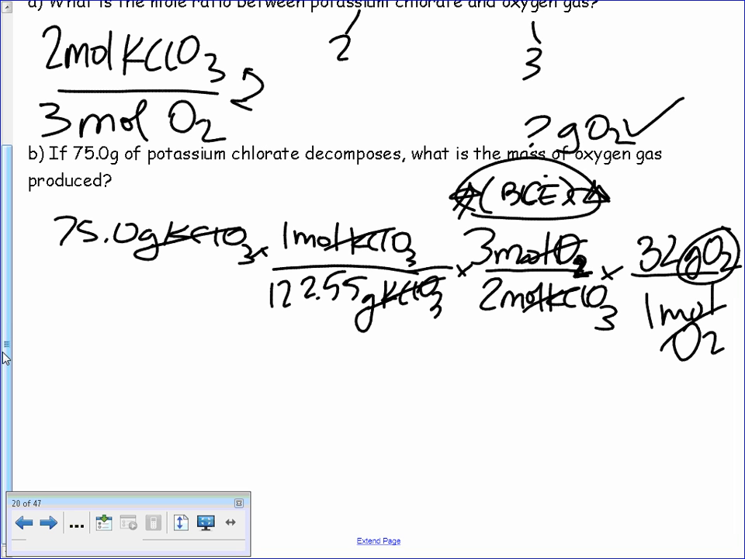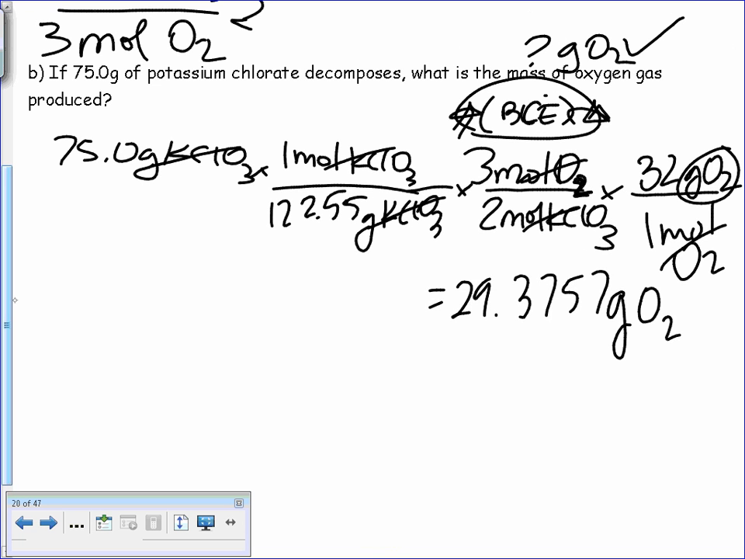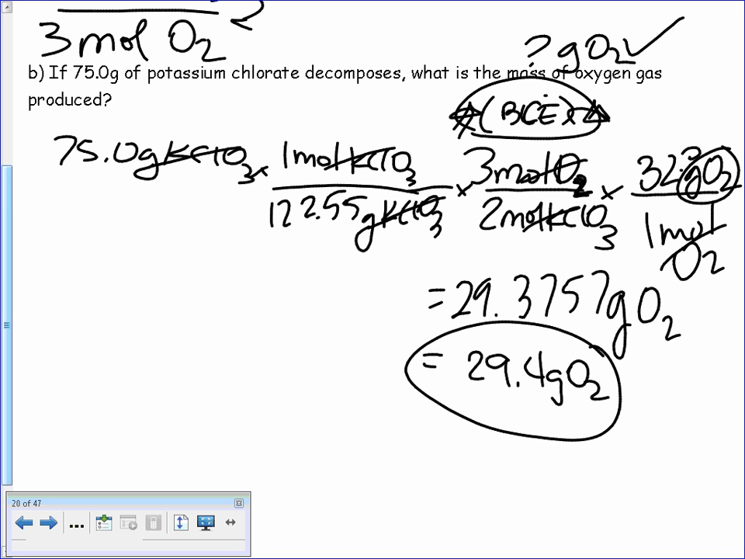29 point what? 29.3757 grams. I'm stopping there, that's cool. Tell me what to do for sig figs. Where was my sig fig number limiting? 3 sig figs at the beginning, so it's probably 3 sig figs at the end here. So round that to 29.4 grams of oxygen.